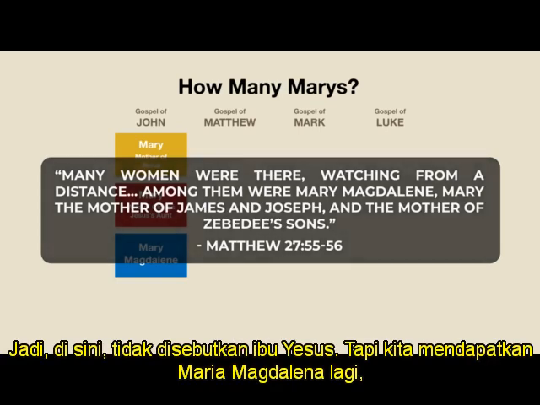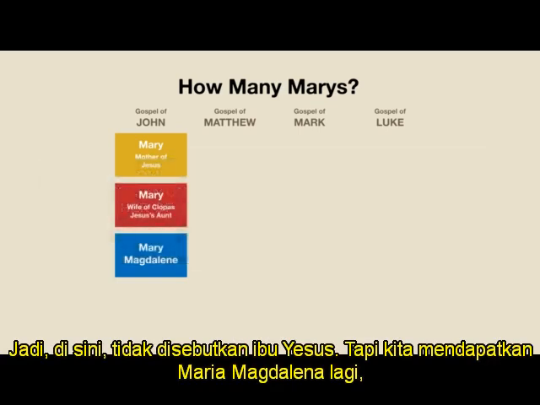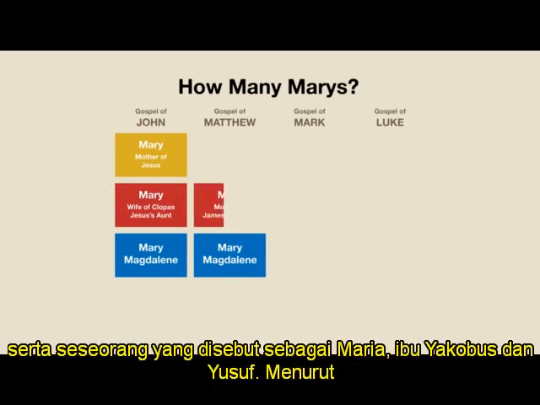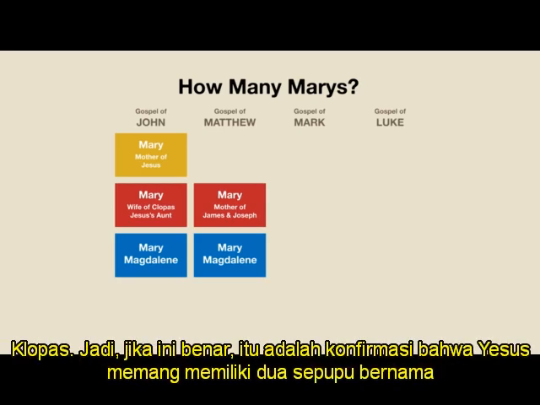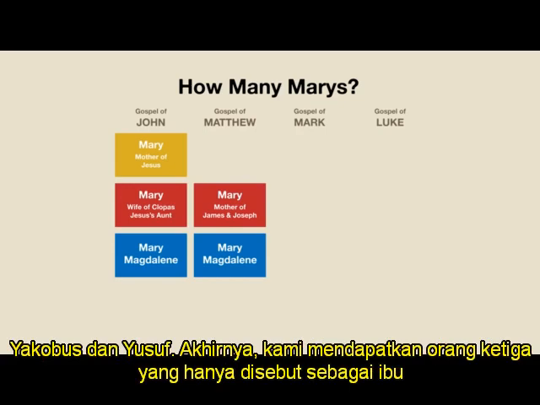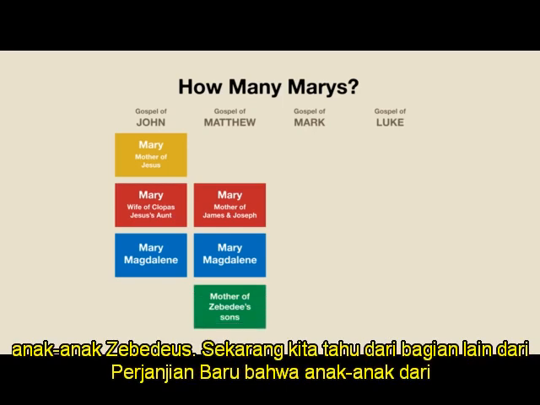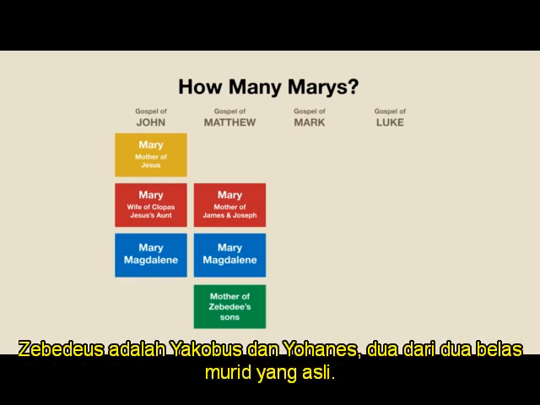So here there is no mention of Jesus' mother, but we do get Mary Magdalene again, as well as someone who is referred to as Mary, the mother of James and Joseph. According to many scholars, the assumption is that this Mary is the same Mary as Mary, the wife of Clopas. So if this is true, it is confirmation that Jesus did indeed have 2 cousins named James and Joseph. Finally, we get a third person who is simply referred to as the mother of Zebedee's sons. Now, we know from other parts of the New Testament that the sons of Zebedee were James and John, 2 of the original 12 disciples.